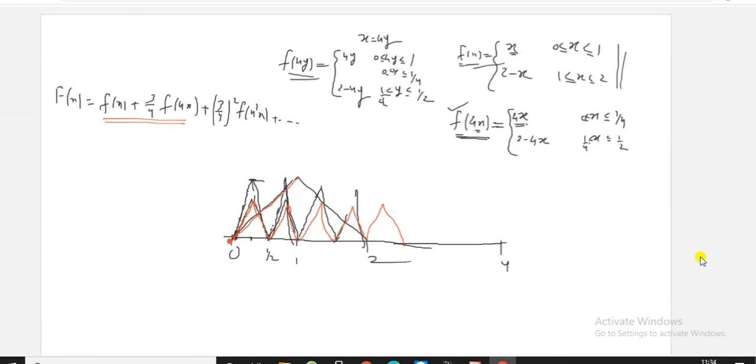अब इनको जब आप ऐड करेंगे तो जो नेक्स्ट फंक्शन मिलेगा f(x) plus 3 upon 4 f(4x), that will look like this figure. So here was your triangular shape, and now you just add these two. Maybe look like something this, and this, and this. You have to just remove this triangle figure. Is it okay? Yes, sir.